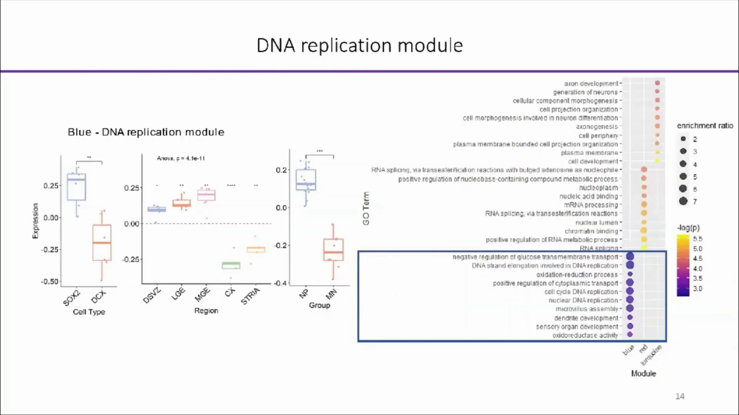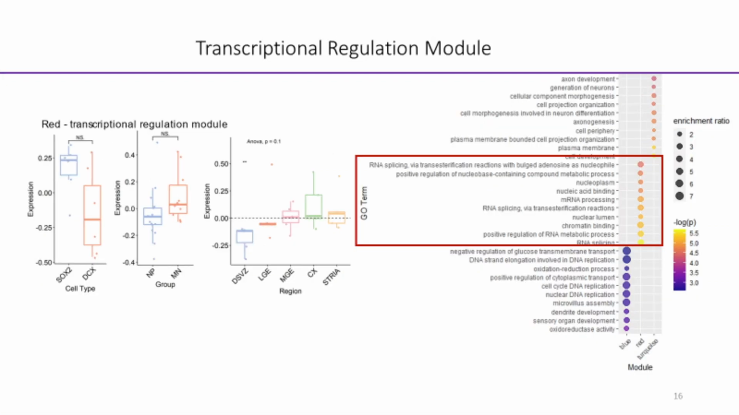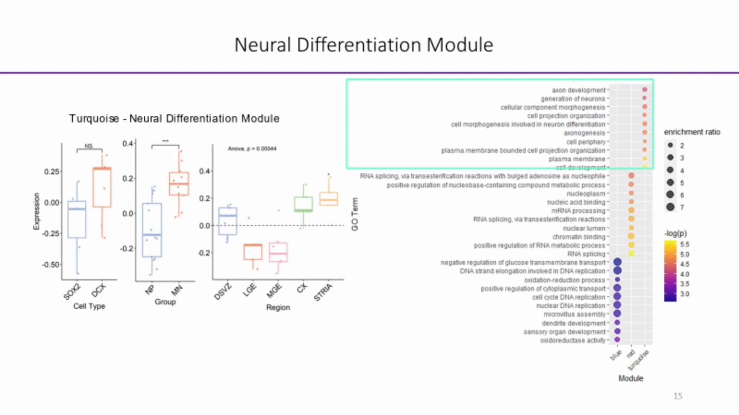The first one was significantly enriched in progenitor-rich brain regions and the SOX2-positive organoid cell population. It was also enriched for DNA replication in gene ontology terms, and we therefore refer to it as the DNA replication module. The second, that we later called the transcriptional regulation module, was enriched for GO terms relating to mRNA processing, chromatin binding, and RNA splicing. And finally, we also found a third one, the neural differentiation module, that was enriched for GO terms such as axonogenesis, generation of neurons, and cell morphogenesis.